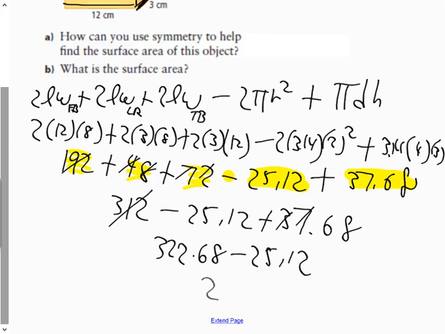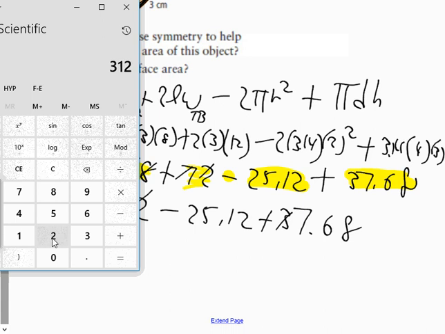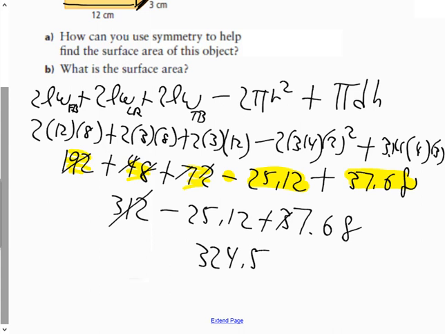Oops, I made a mistake. Let's go back up here. Thank you. My mental math was off a bit. So 312 and 30, let's just add it. Let's just use a calculator. 312 take away 25.12 plus 37.68 is 324.56. There we go. That must be right. Centimeters squared is your surface area.